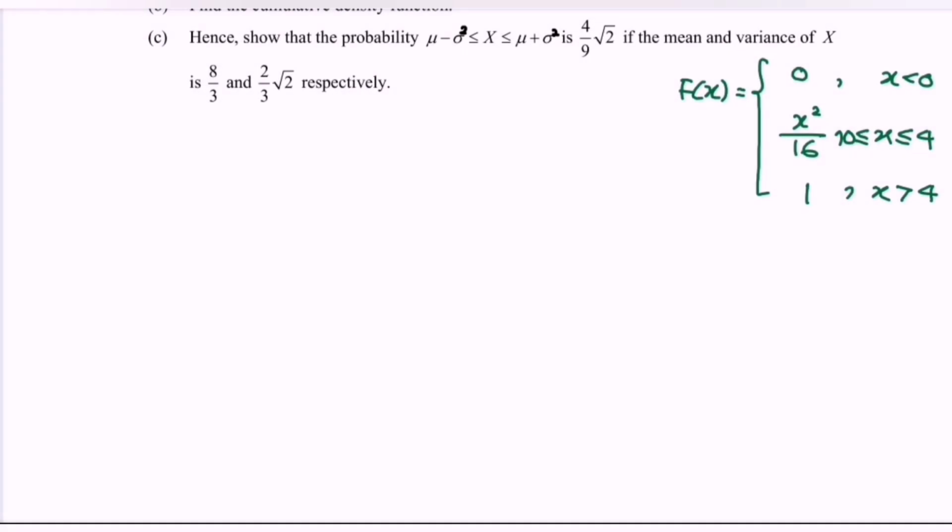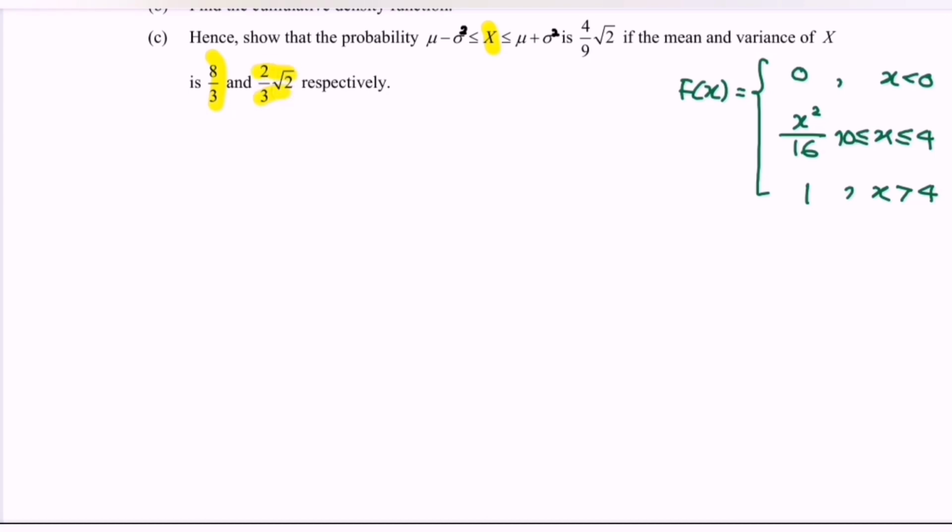C. Hence, show that the probability that x is greater than or equal to mu minus the standard deviation, and less than or equal to mu plus the standard deviation, is 4 multiplied by the square root of 2 over 9, if the mean and the standard deviation of x are given as 8 over 3 and 2 multiplied by the square root of 2 over 3 respectively.